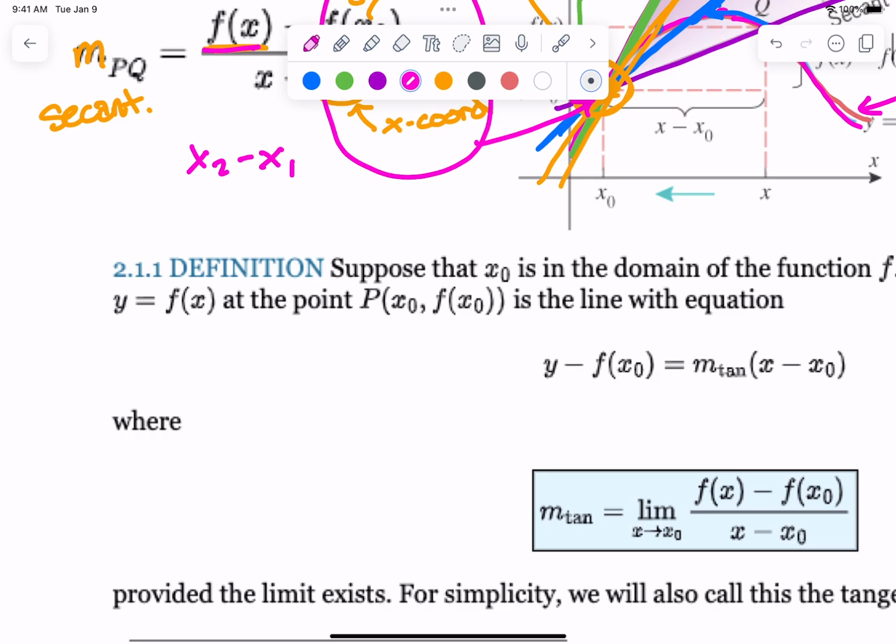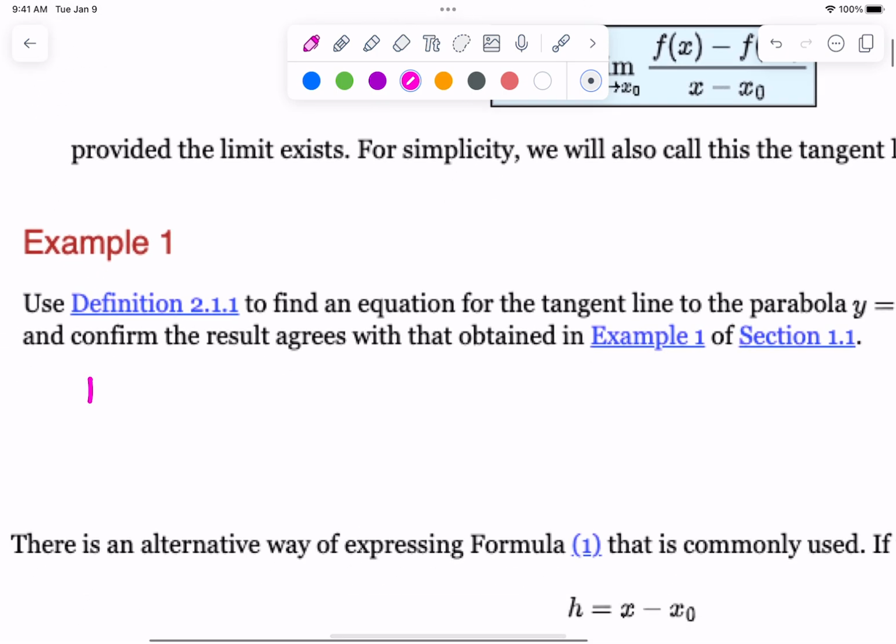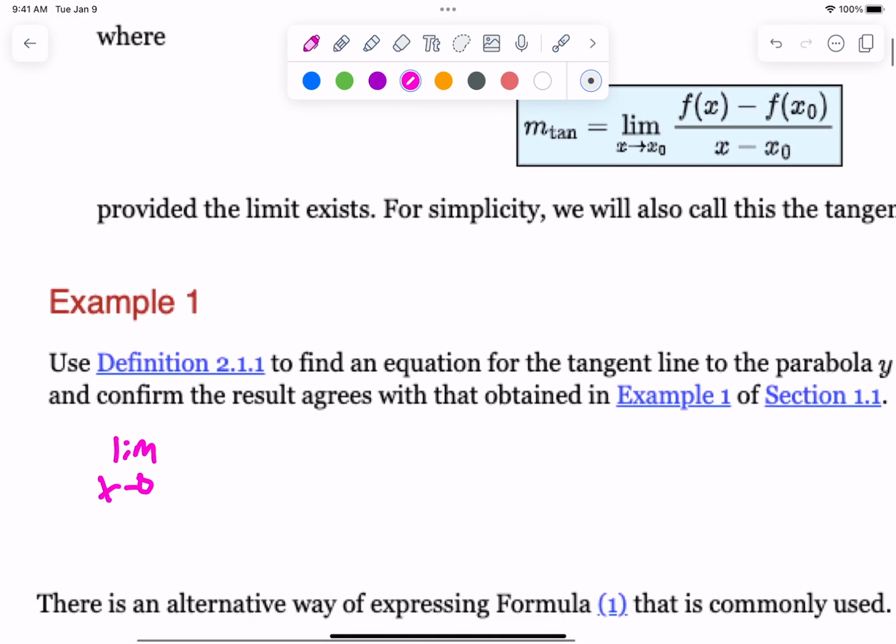All right, I'm going to skip the definition. Let's go down to the first example right here where it says, use the definition. We are finding the limit. I'm going to write this down. The limit as x goes to x naught. So as we get closer and closer and closer to our original point, this is the original point. This is our slider. Okay, x is the slider, x naught is the original point.